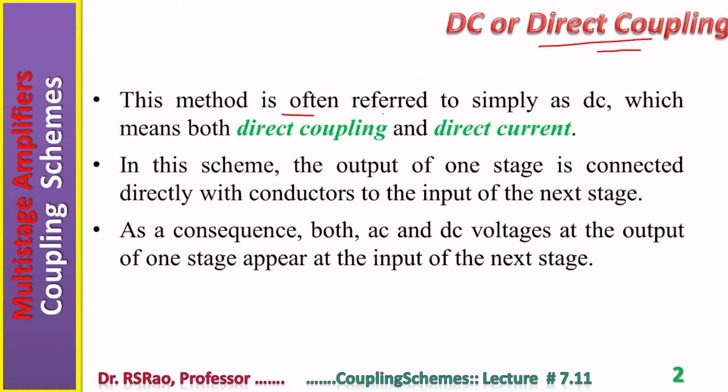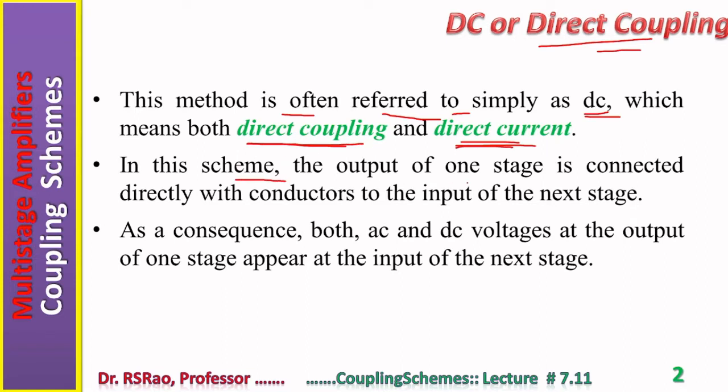This method is often referred to simply as DC, which means direct coupling. It also means direct current. In this scheme, direct current is also transferred, also connected to the next stage from the previous stage. So signal plus direct current, DC, both are provided a path while connecting the output of one stage to the input of the next stage.